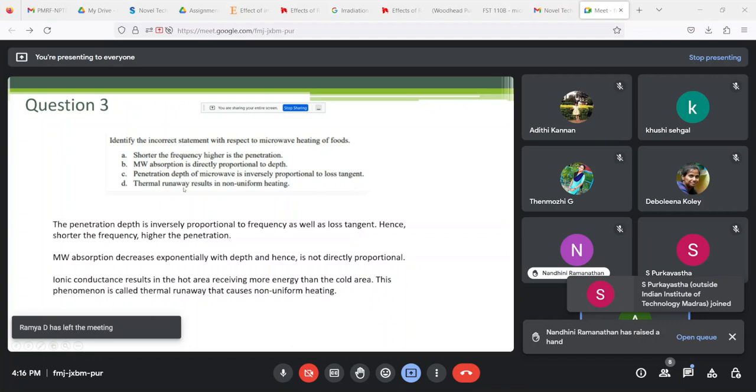And what is thermal runaway? At certain times when you keep some food inside the microwave, the already hot regions will become more hot, whereas the cold regions will remain colder. This is because of something known as ionic conductance. What happens in ionic conductance is that it will start heating up the already hot area and will leave out the cold area. So this will result in non-uniform heating, and this process of non-uniform heating is known as thermal runaway.